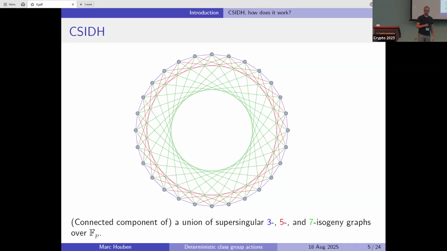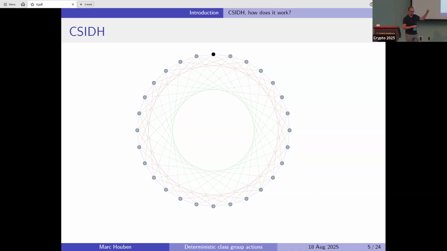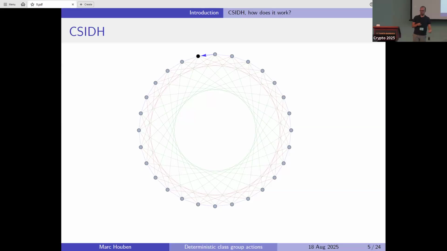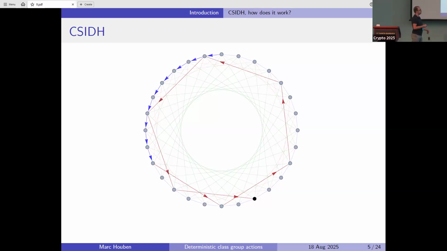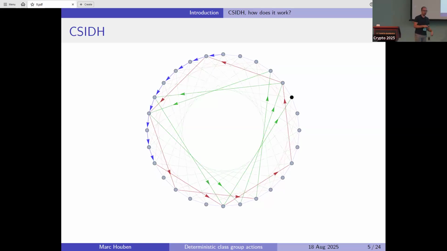So what Alice does when she wants to compute her public key is she starts at this publicly known starting curve, and then she does a walk. So she does a bunch of 3-isogenies, a bunch of 5-isogenies, a bunch of 7-isogenies, maybe some other small odd degree isogenies. She ends up at some curve. This is her public key. And now the security assumption is that it should be difficult, as long as Alice doesn't tell anyone how many steps of each degree she used, to find a path in this graph from the starting curve to the public key curve.